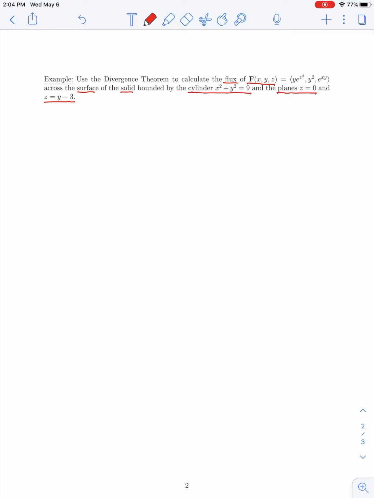So let's try to visualize our solid region here to see what our surface looks like. In this example, our surface is the surface of the solid bounded by our cylinder, x squared plus y squared equals 9. So a circular cylinder of radius 3. It's bounded below by the xy plane, that is z equals 0. And then our cylinder extends upward along the direction of our positive z-axis, and it's bounded above by a plane z equals y minus 3.